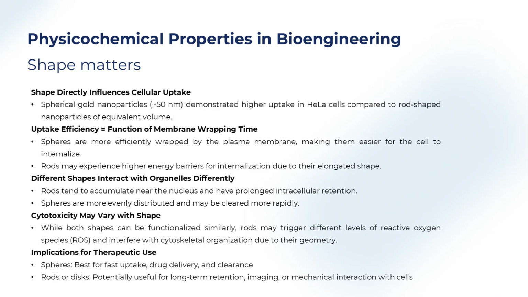So the different nanomaterials with different shapes will have different applications. Spheres will be best for fast uptake, drug delivery, and clearance. Rods or discs are potentially useful for long-term retention, imaging, or mechanical interaction with the cells.